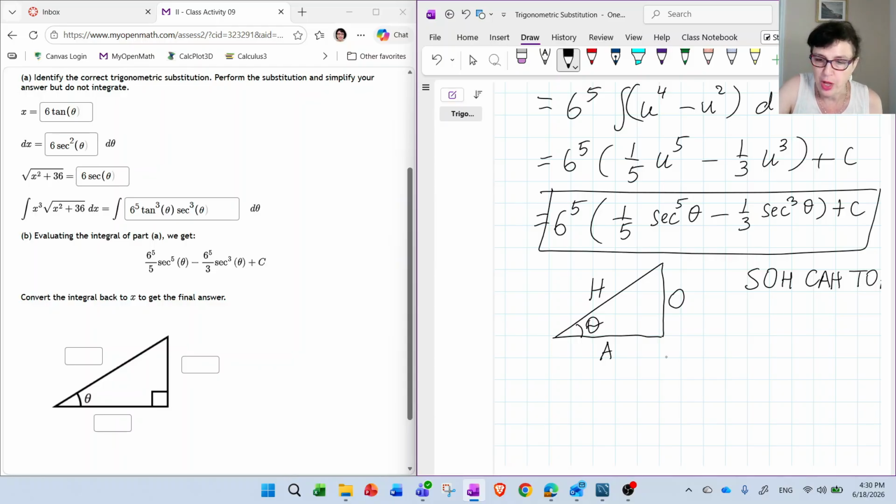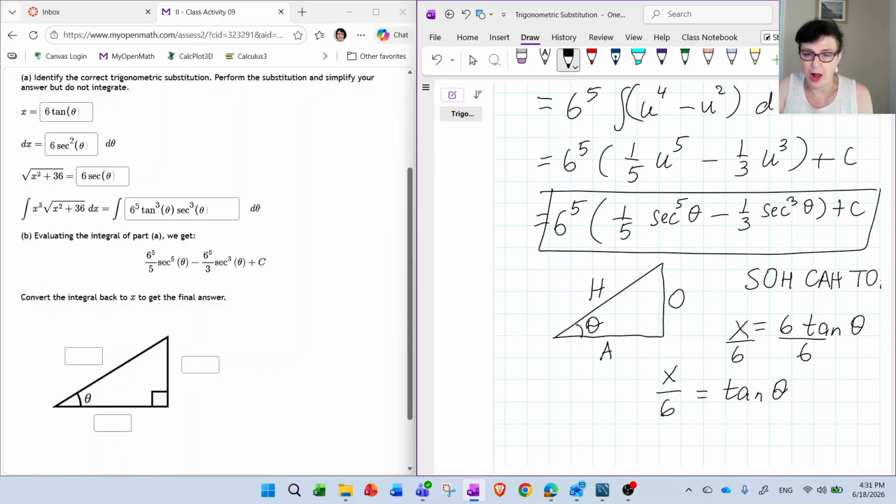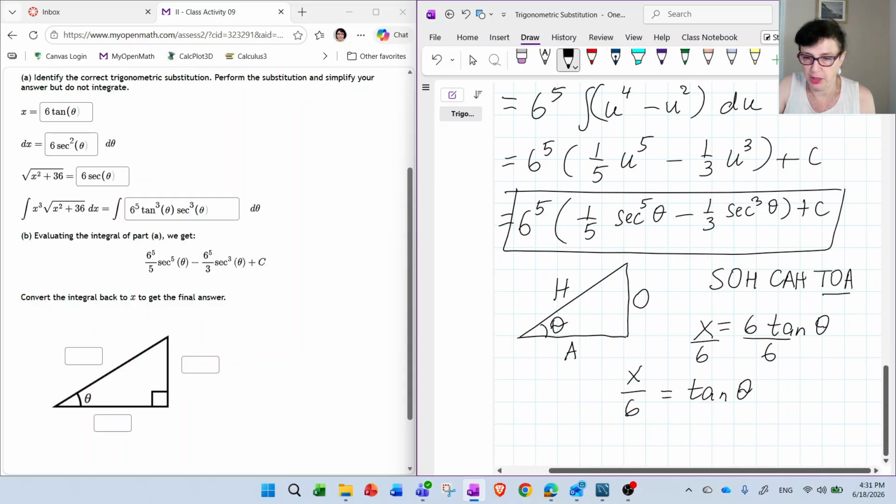Now, what do we know? We know they told us in the beginning, well, actually we said, that x equals 6 tangent theta. Let's divide both sides by 6. So we're going to divide here, we're going to divide here. What are we going to get? We get x divided by 6 equals tangent theta. Okay? Now, from our SOHCAHTOA rule, we're using this part.